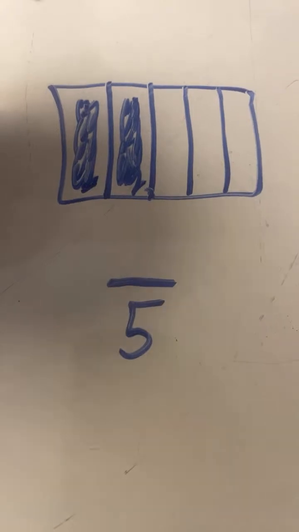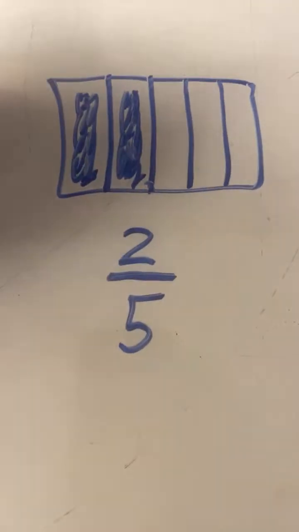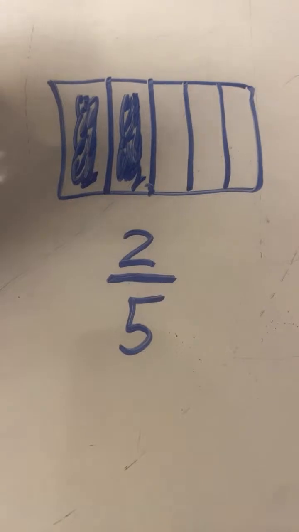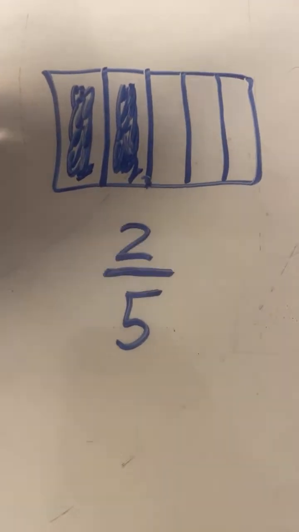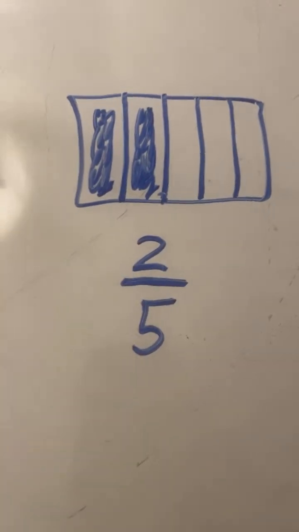Next, I'm going to count the number of pieces that are shaded in. 1, 2. 2 is our numerator. So our fraction for this shape and for the amount of pieces that are shaded in this shape is 2/5. All right, next example.